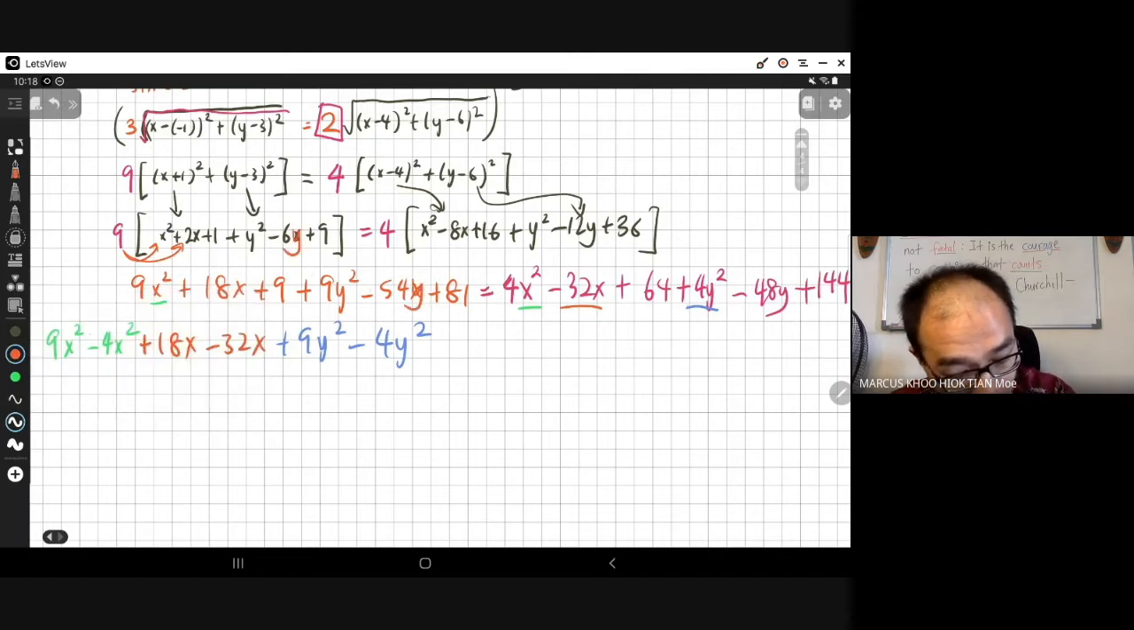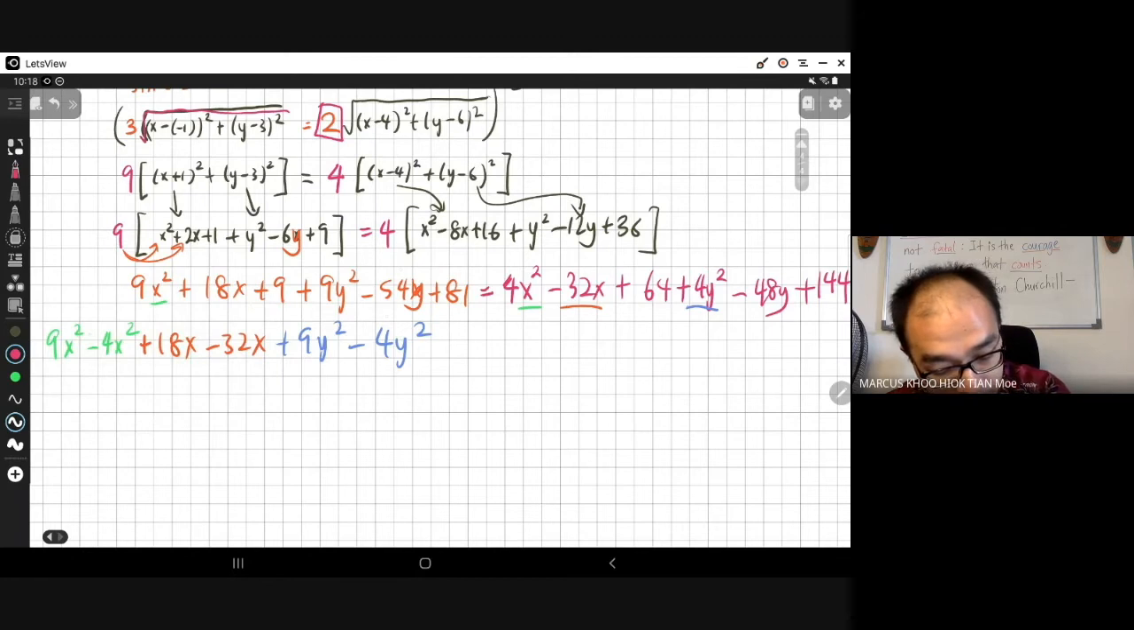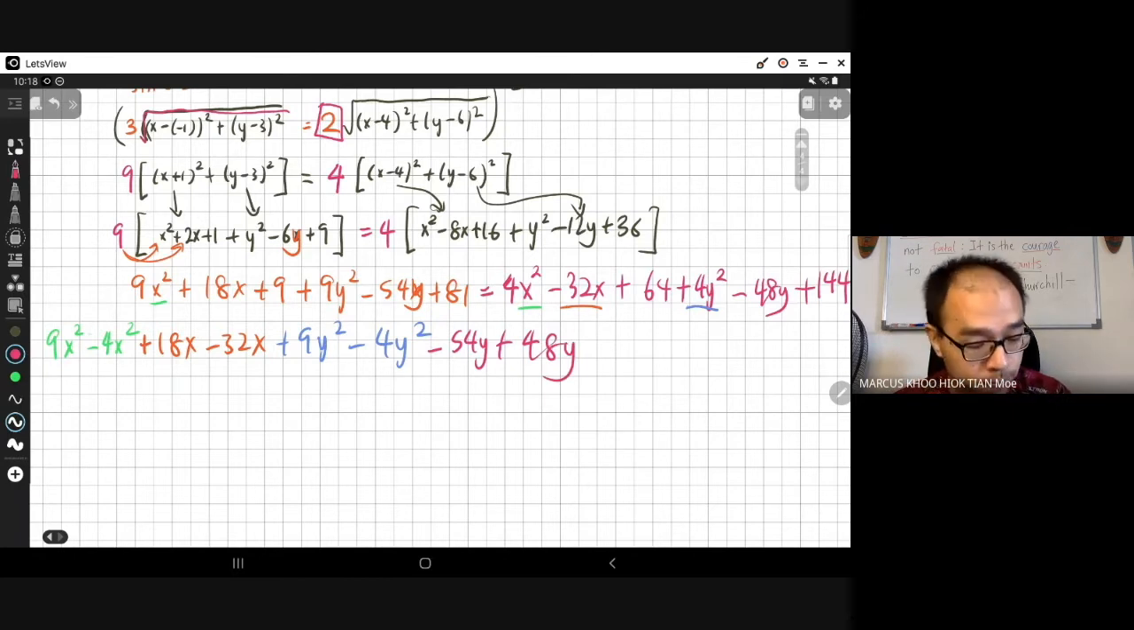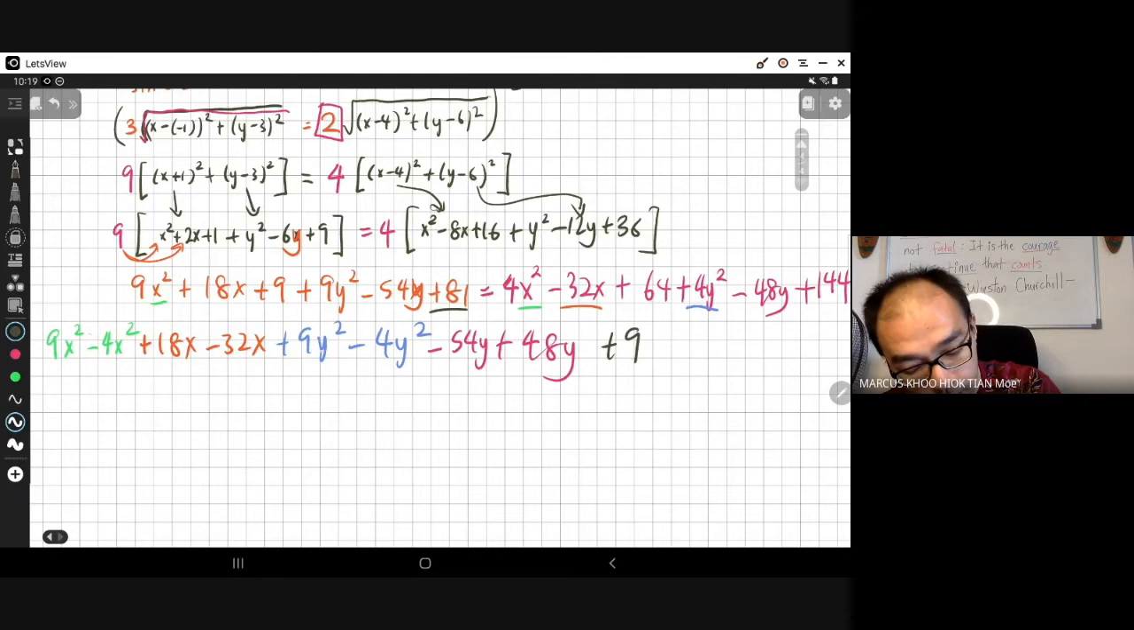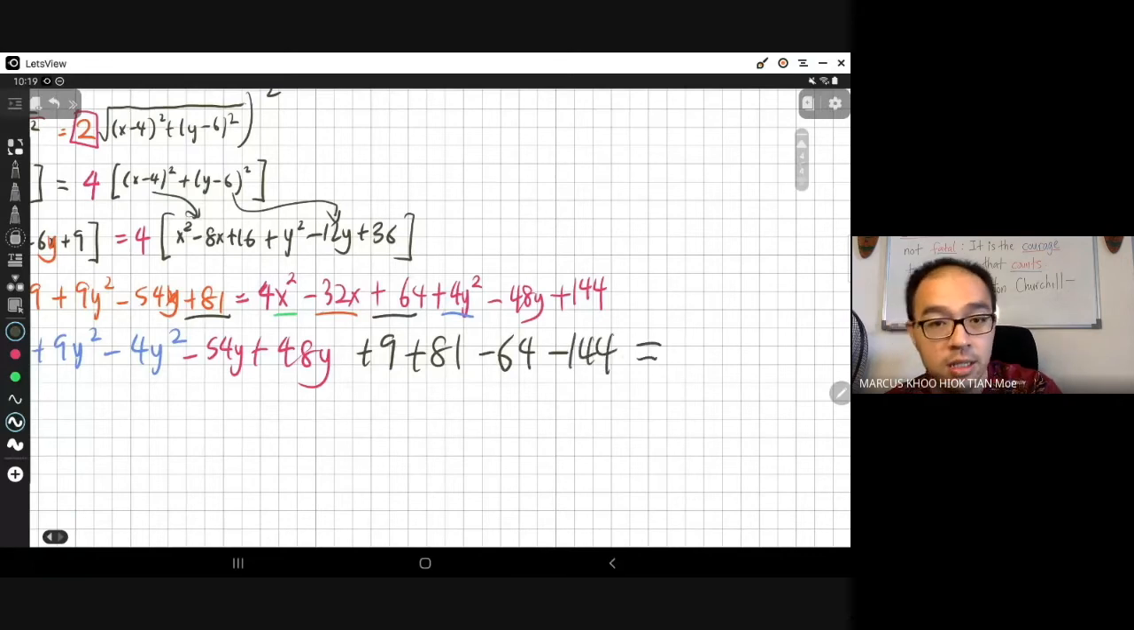Sorry, here it should be y. Okay, sorry, my mistake. Let's change color, pink. Okay, let's have the y: minus 54y plus 48y. Okay, now all the numbers. Okay, we go back to black. Plus 9 plus 81 minus 64 minus 144 equals to 0.